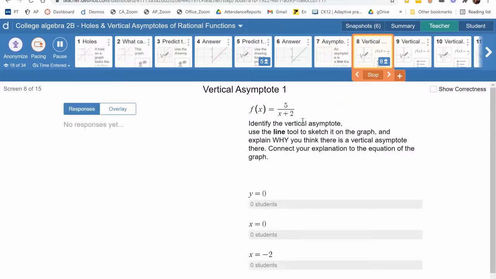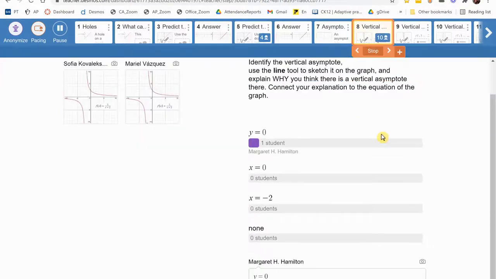And this is going to be kind of the same game. I want you this time, though, to grab the line tool, the line segment tool. Okay, grab the line segment tool and, looking at the graph there on slide 8, put in a vertical asymptote for me and then tell me where it is.